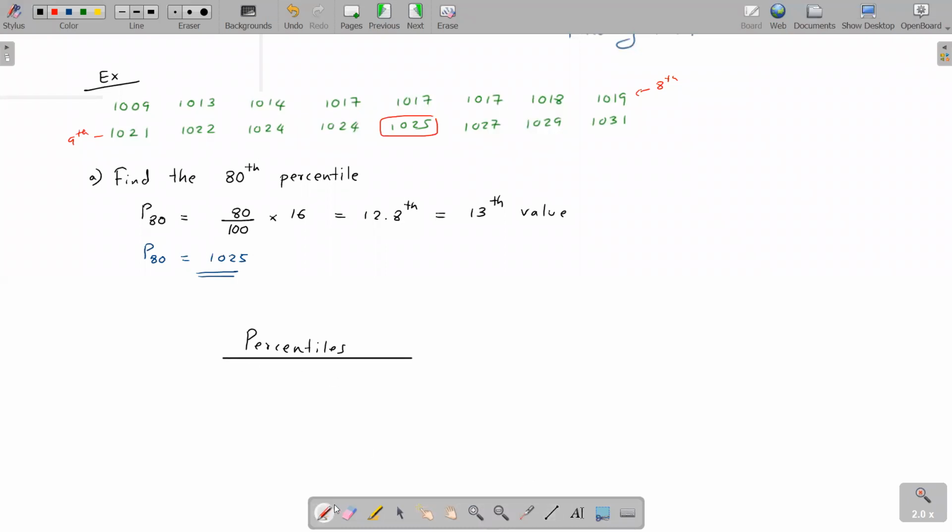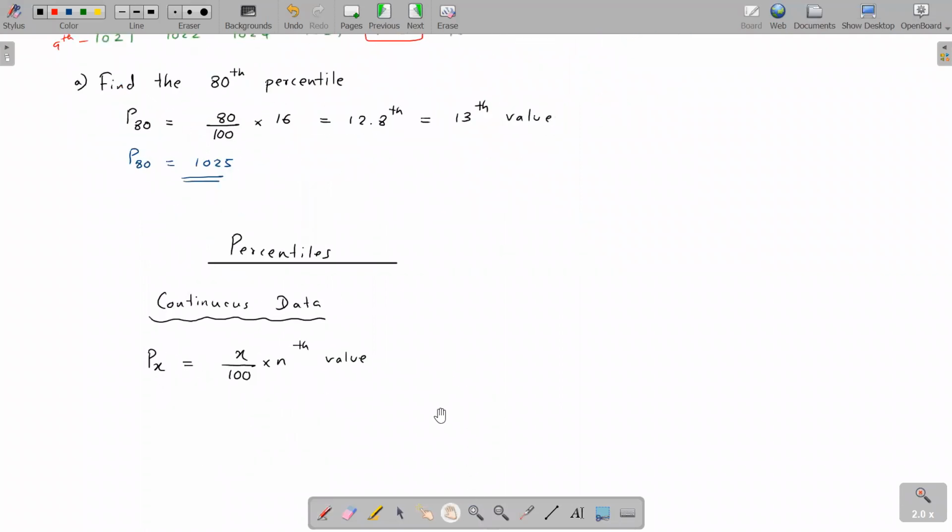So percentiles, but what if your data is continuous? If the data is continuous, the X percentile is X over 100 into N, and there are no rounding offs. You will not do any rounding offs or anything like that. You will directly take this value and apply interpolation.